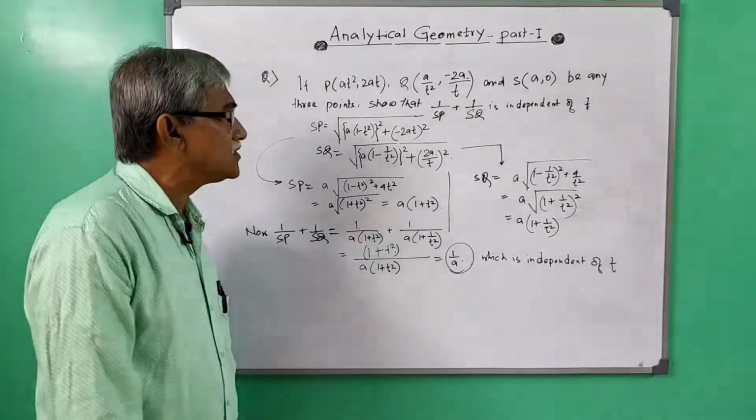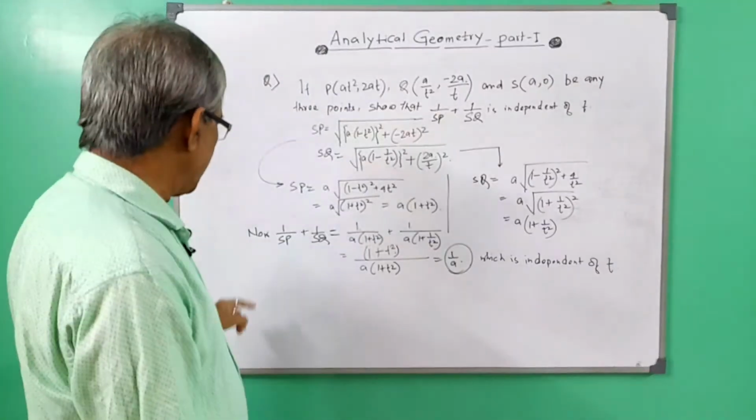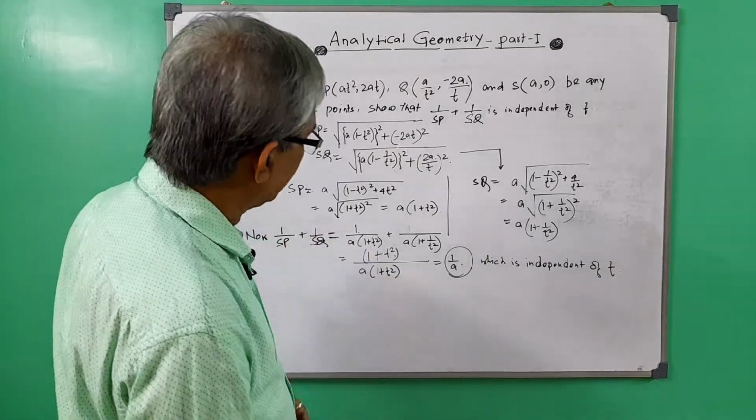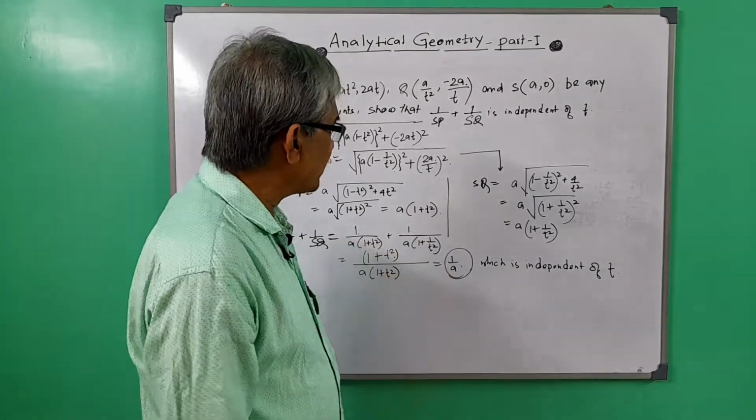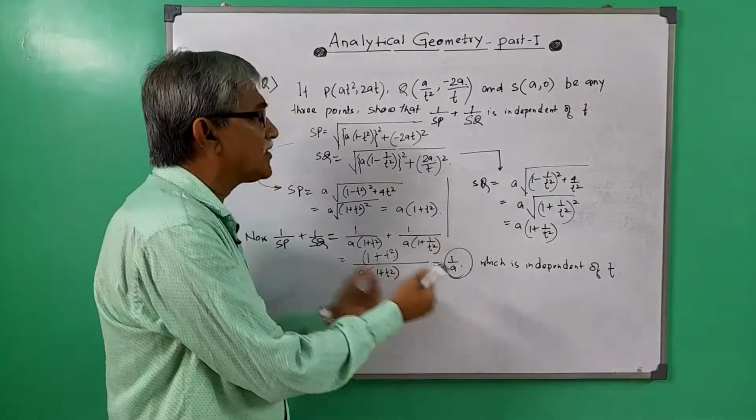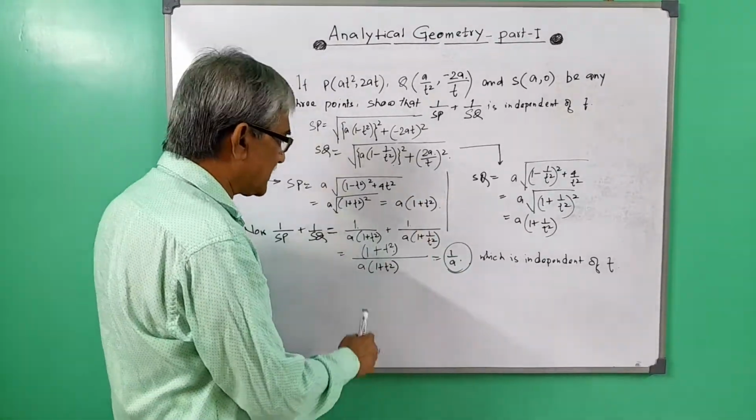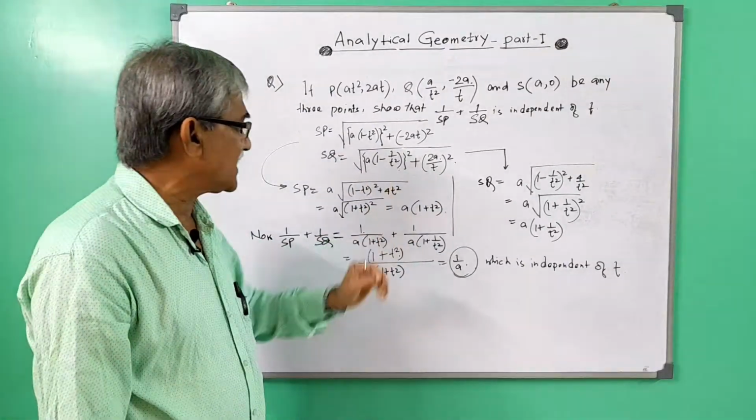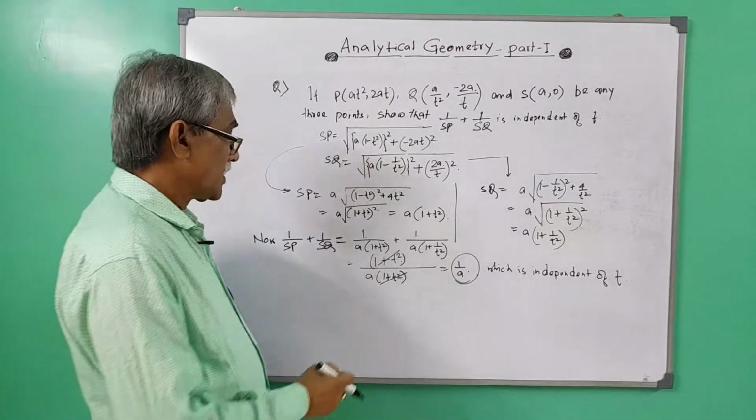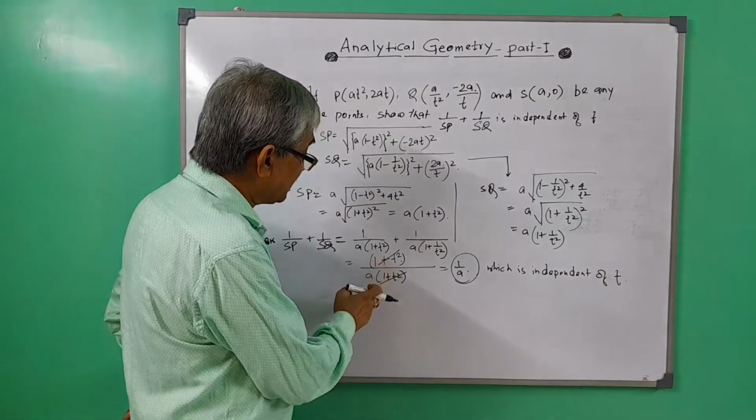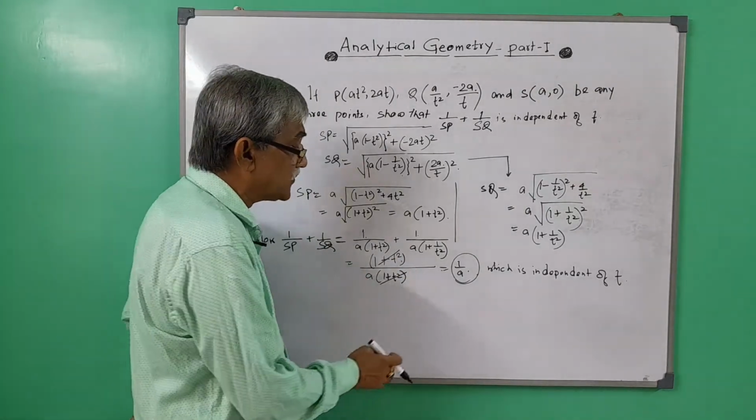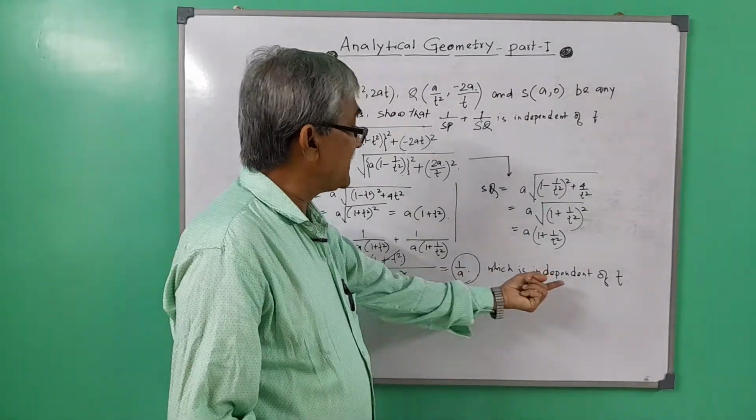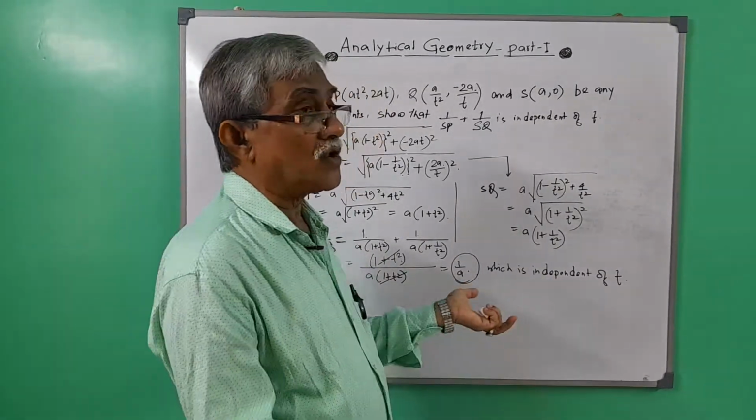So you got SP and you got SQ. Then why don't you place it here? Therefore 1 by SP plus 1 by SQ equals 1 by a into (1 plus t square) plus 1 by a into (1 plus 1 by t square). Simplify it. This will be t square plus 1 or 1 plus t square. T square will go to the numerator. So that way the denominator becomes a into (1 plus t square), and the numerator becomes 1 plus t square. Then in the numerator 1 plus t square and the denominator 1 plus t square cancel out, and it becomes 1 by a. And naturally it is independent of t. 1 by a, this has got no t in it.